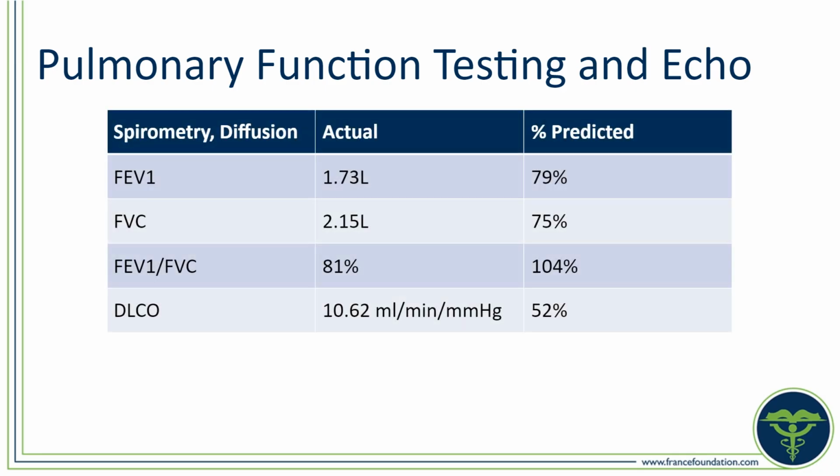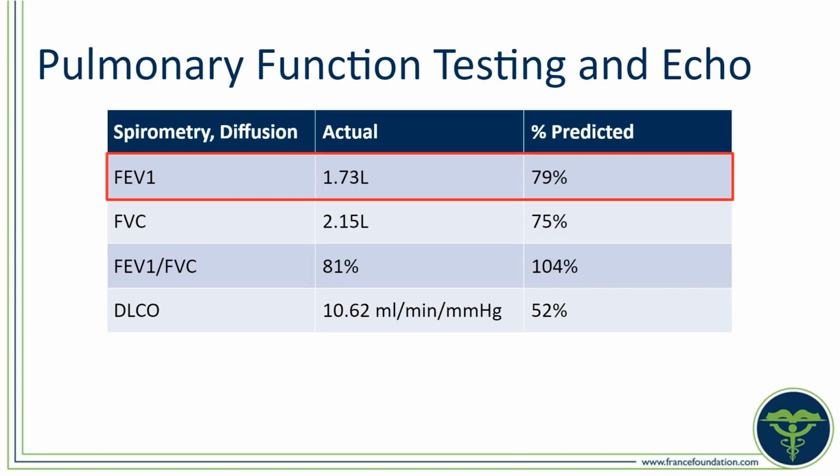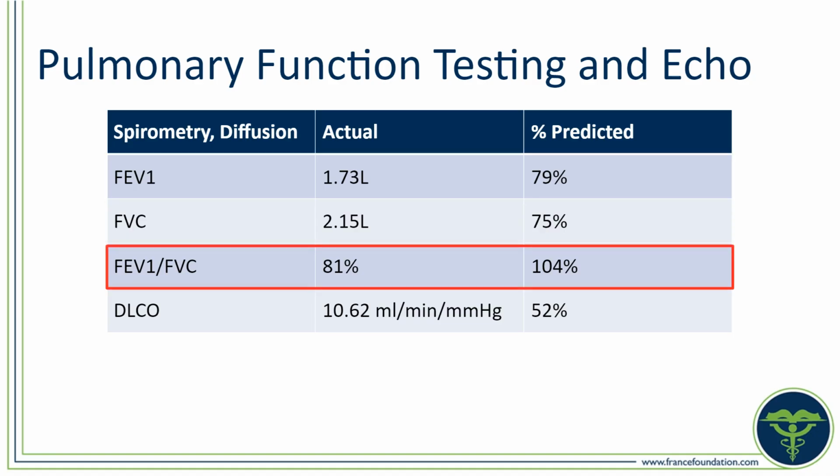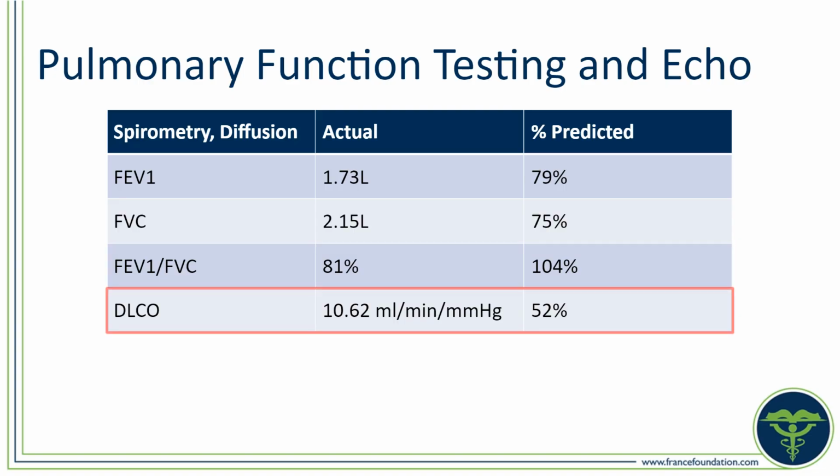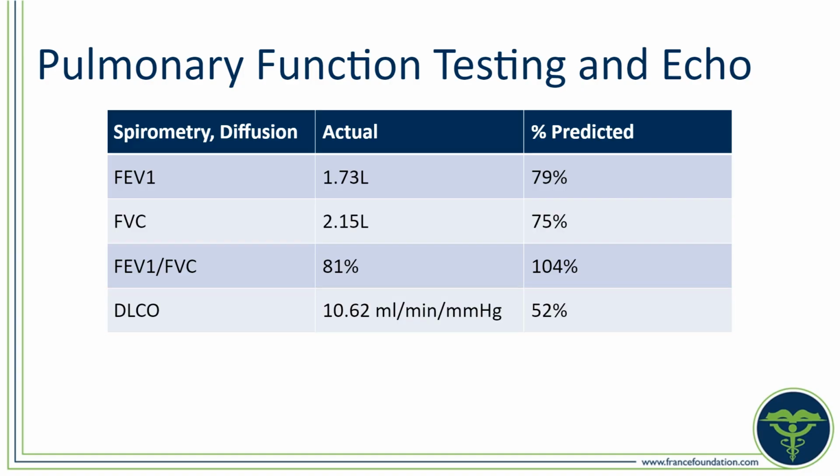Shown here in this table is her pulmonary function testing. Her FEV1 is 79% predicted. FVC is 75% predicted with an FEV1/FVC ratio of 104%. And her DLCO is at 52% predicted. So these pulmonary function tests show that she has normal spirometry and a reduced single breath diffusion capacity.